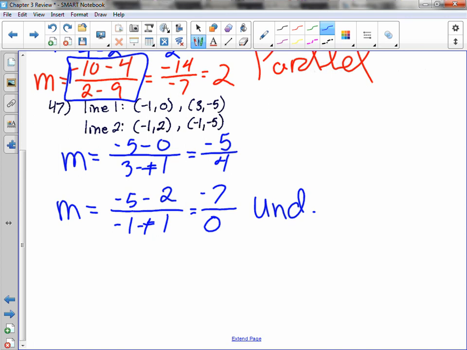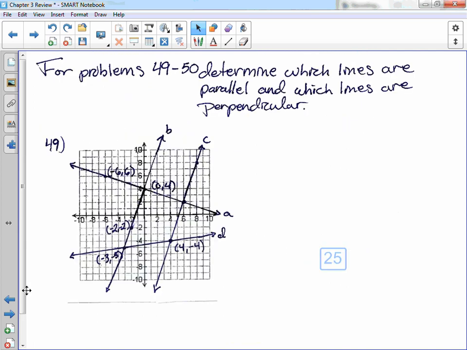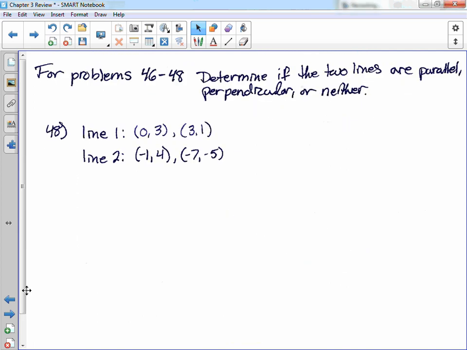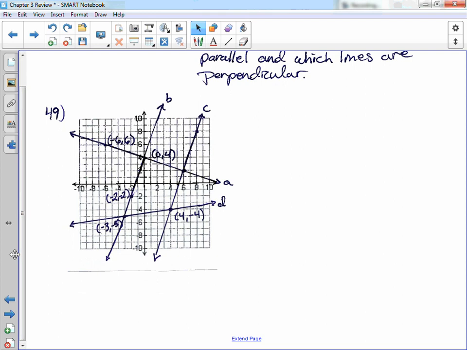Are these lines parallel, perpendicular, or neither? Well, the slopes aren't the same, are they? No. And they're not the flip of each other, so these here are neither. They're neither. Questions on 48? Do we want to see how number 48 works? Are we good with 48? Okay. 49, I think, is it? Yeah.